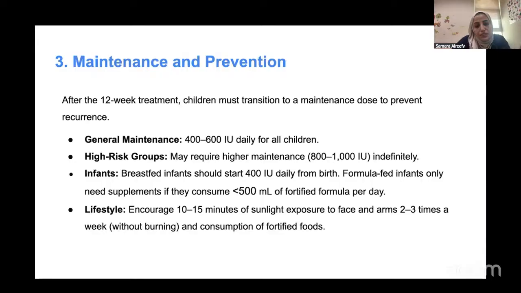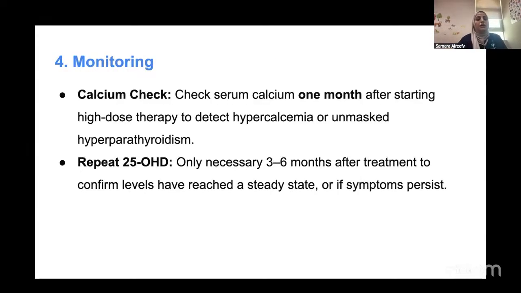Infants who are breastfeeding should start on 400, and formula-fed infants only need supplements if they are consuming less than 1 liter of fortified formula. It is also encouraged to have sunlight exposure at least 10 to 15 minutes a day, exposing the full face and arms 2 to 3 times a week, and to consume fortified foods. Monitoring: how we monitor after treatment.